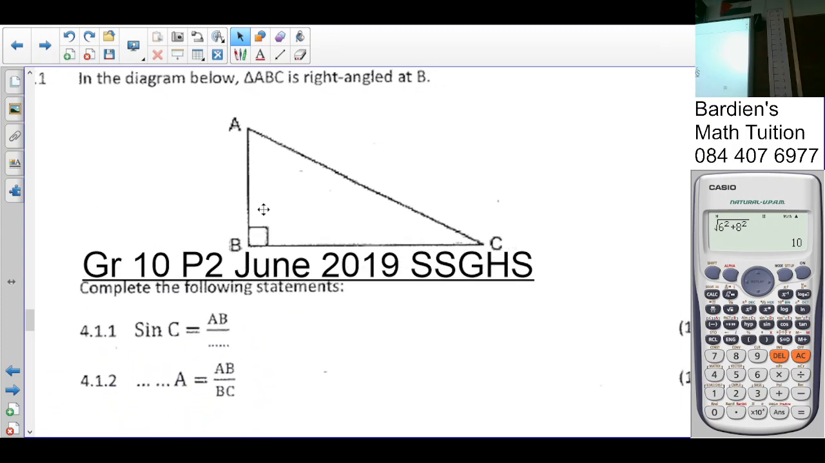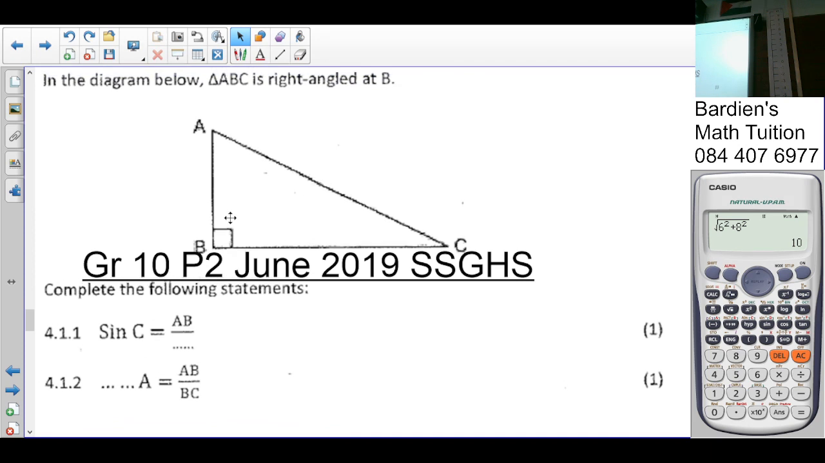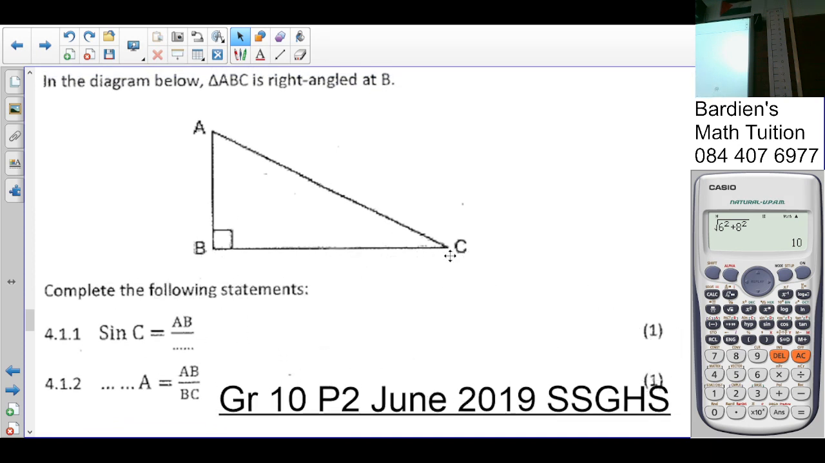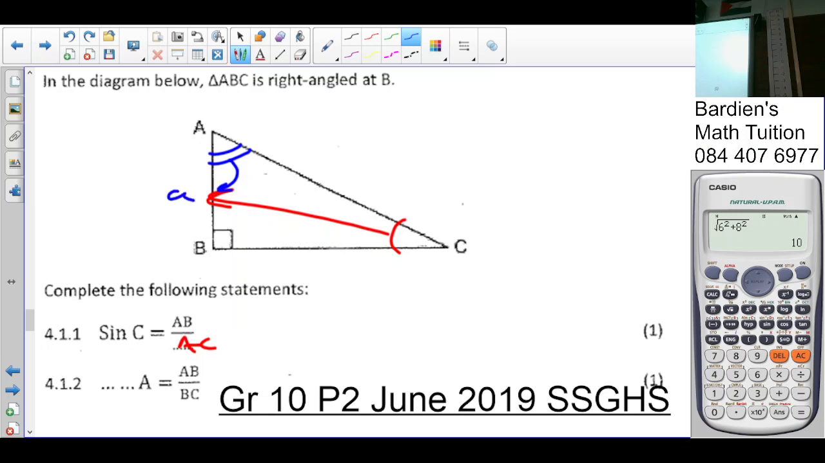Question 4.1. In the diagram below, we are told that ABC is a right angle at B. So angle C, sine C, sine is opposite, which is AB, over hypotenuse, which is AC. Then, what is going to be AB over BC? Angle A. Now they're referring to angle A. It's AB, which is adjacent, over BC, which is opposite.